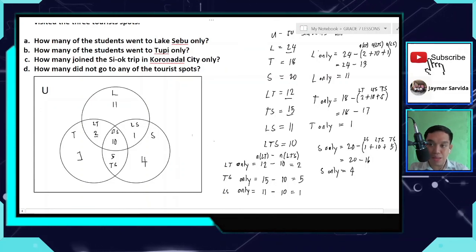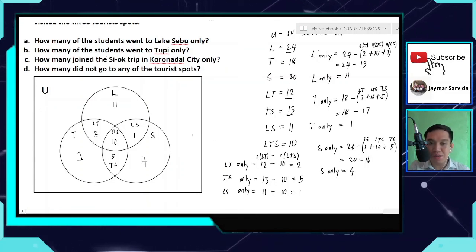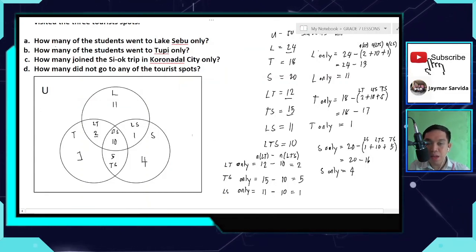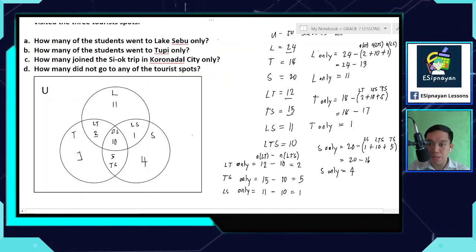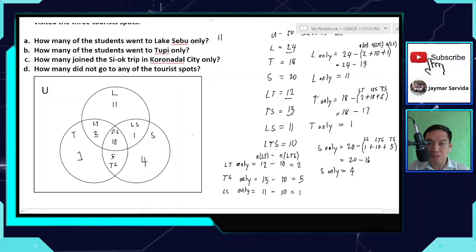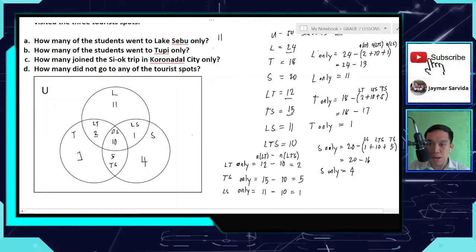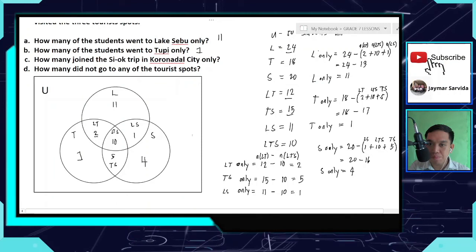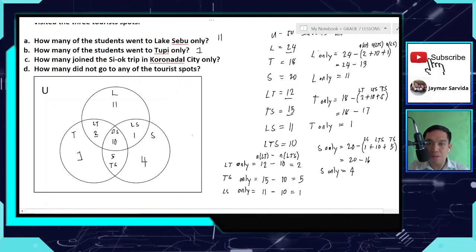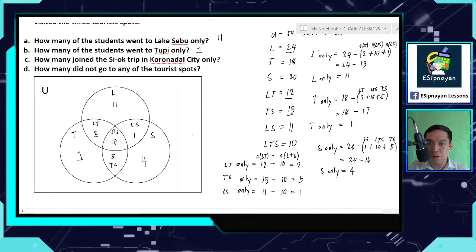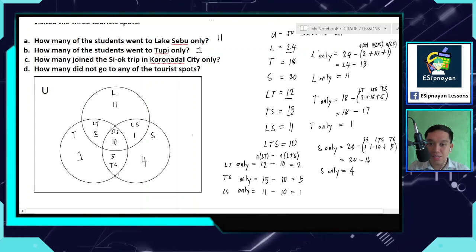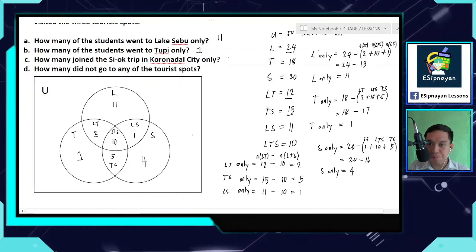Ayan, so nakompleto na natin, class. Ngayon, masasagot na natin yung mga questions dito. How many of the students went to Lake Cebu only? So, we have 11. 11 yan ha, yung sagot sa letter A. And then, sa letter B, how many of the students went to Tupi only? 1. Then, sa letter C, how many joined the COC trip in Koronadal City only, COC. So, 4.